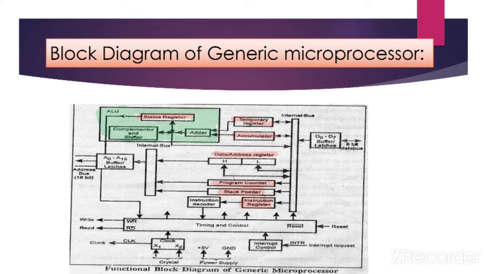First is the arithmetic logical unit, that is ALU. There are several registers in the microprocessor, that is status register, temporary register, accumulator register, data or address register, a program counter, stack pointer, and instruction register. Next block is program counter.